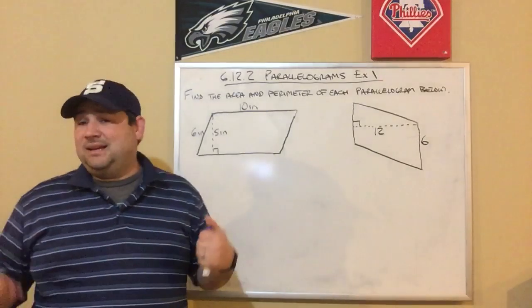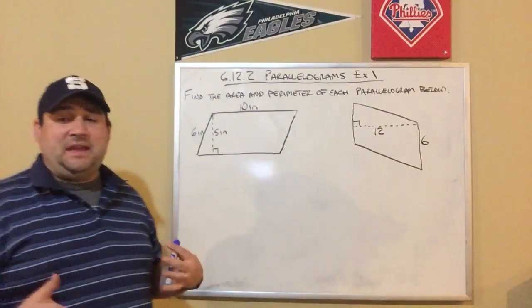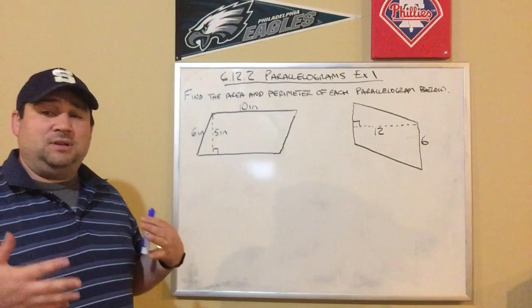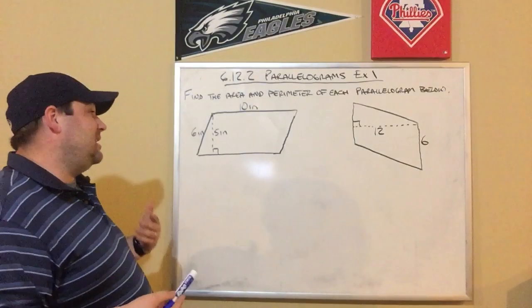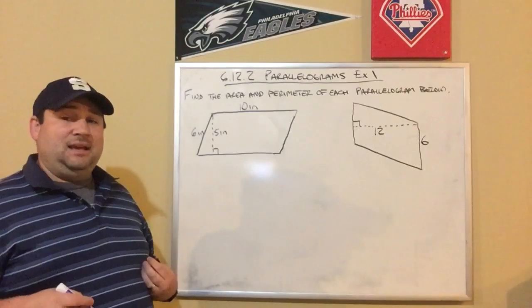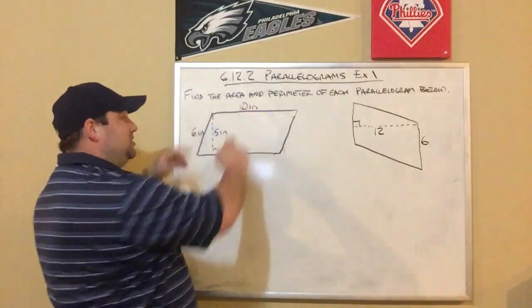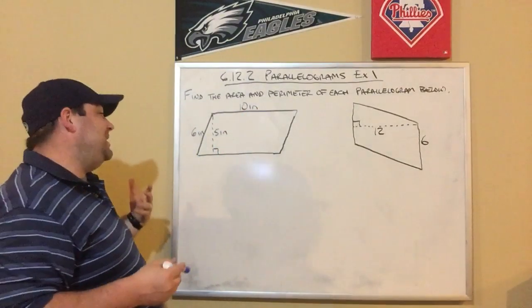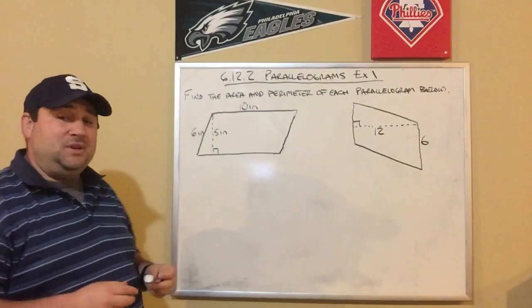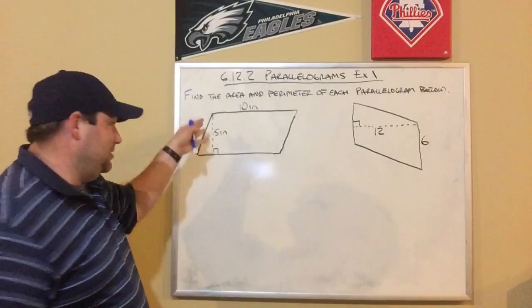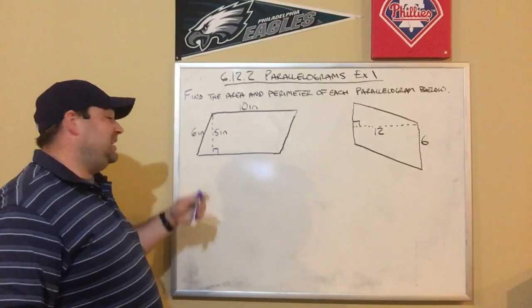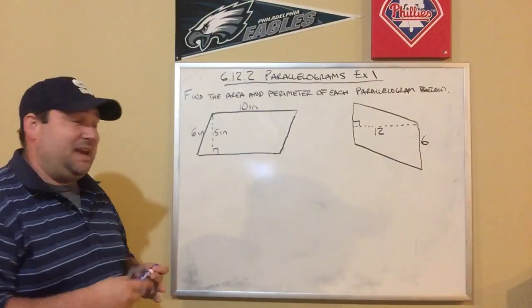But to find the area, it's a little different. You can't do length times width. You use a formula, base times height, which you have on your notes there. And base times height is a little different in that it's not necessarily going to be the two sides. Your height is typically going to look like a dashed line, like you can see in this example, and it comes off of the base at a right angle.